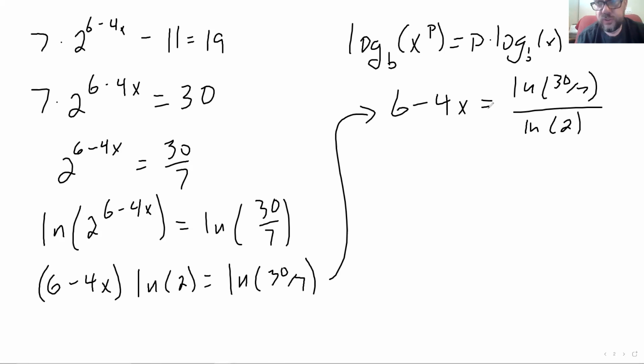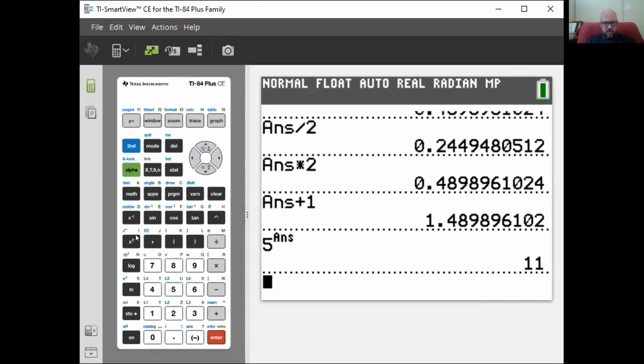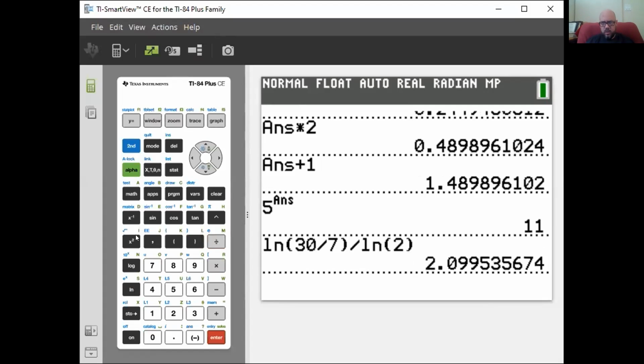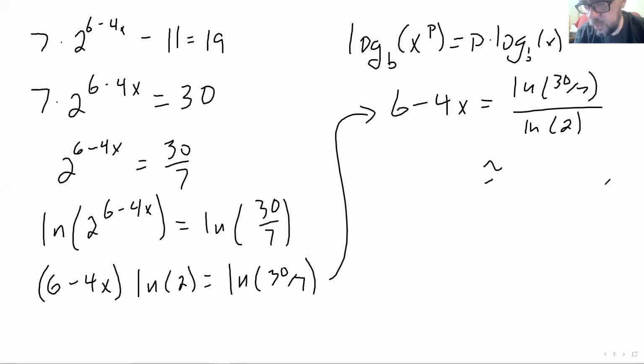And then again, you could certainly find your decimal approximation of this right now. I did it the other way last time, so let's do it with decimal approximation this time. So we've got ln of 30 over 7 over ln of 2. Let's go look at that. I got ln of 30 over 7 divided by ln 2, which is 2.099. I'm going to call it 2.1. So about equal to 2.1.